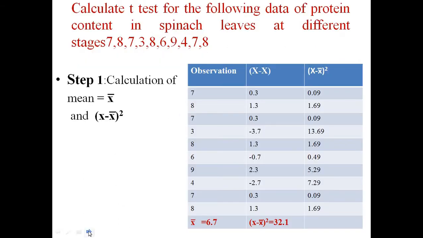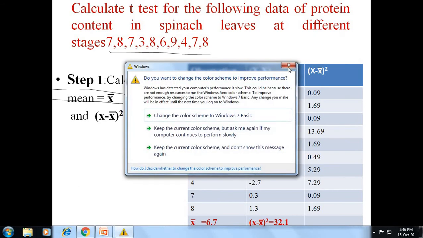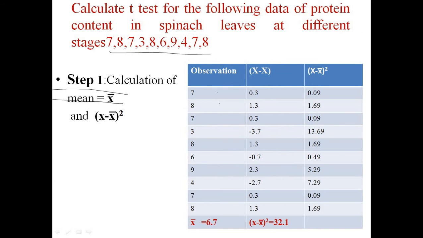Now let's go through two examples, one with unpaired and one with paired data. Here the leaf protein content of spinach is given. This is unpaired data. First we have to calculate what we need for the formula, that is x bar, the mean. So we draw a table and compute the mean, x bar, from all the observations. The next column is x minus x bar, and the third is x minus x bar squared.